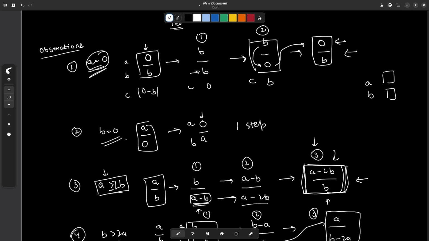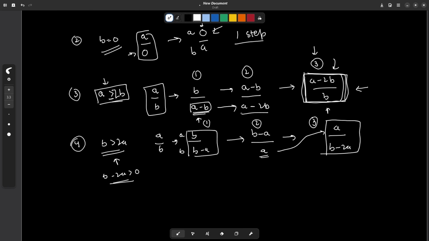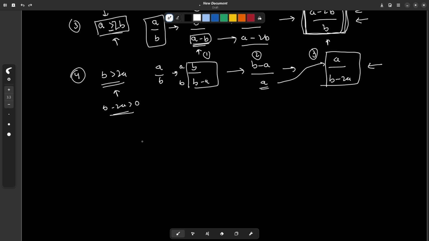So if b is 0, or the number below is 0, then it is going to take one step to move it upwards. Now if a is greater than 2b, then in 3 steps we can achieve this particular state, a minus 2b upon b. If b is greater than 2a, then in 3 steps we can achieve this particular state, a by b minus 2a. So now let us look, what is the actual significance of all of these observations that we are studying. So the final thing is, let's say there are some elements like these, right?